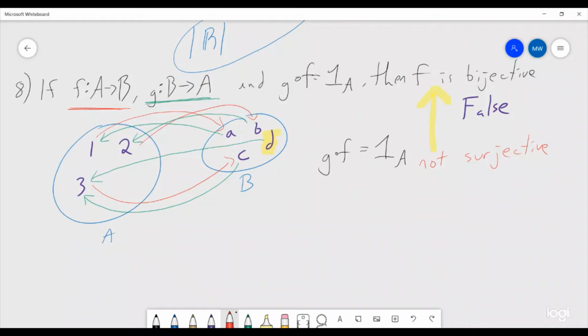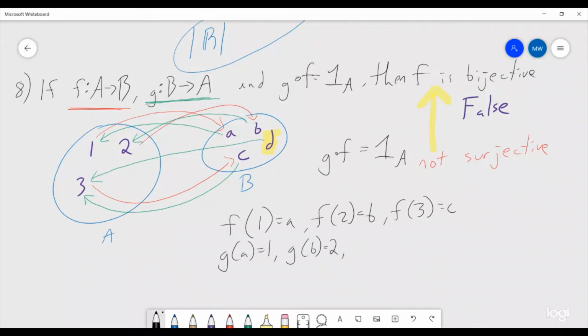Can we do an example of g composed of f? Could we practice how you do that? So how would I figure out what g composed of f is? Yeah. Okay. So in this example we have f of 1 is a, f of 2 is b, f of 3 is c, and we have g of a is 1, g of b is 2, g of c is 3, and g of d is also 3.